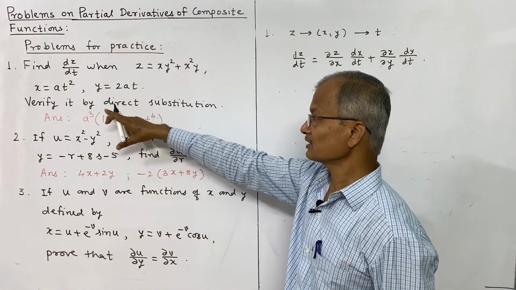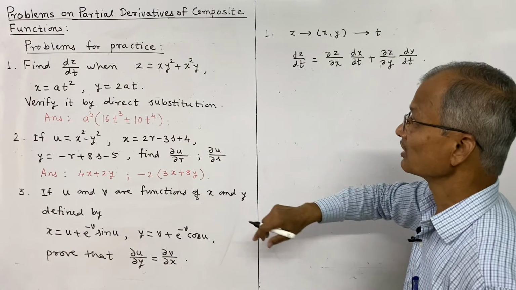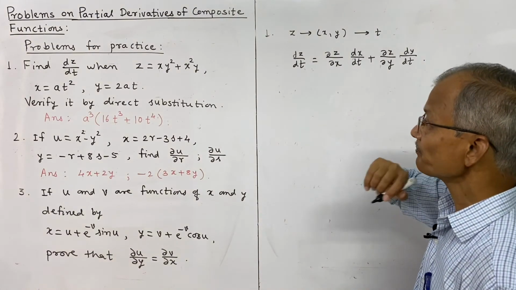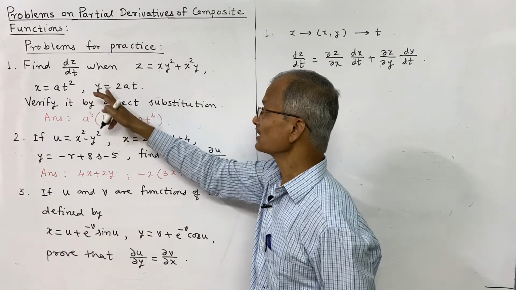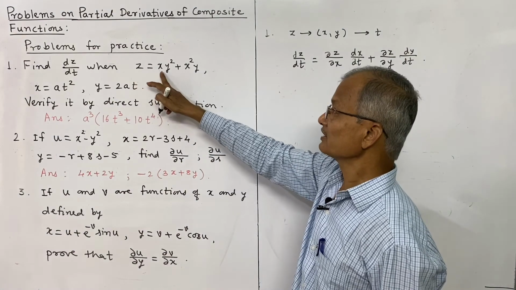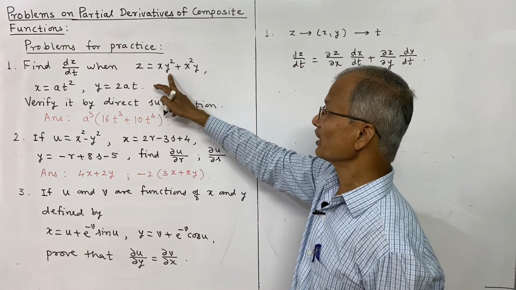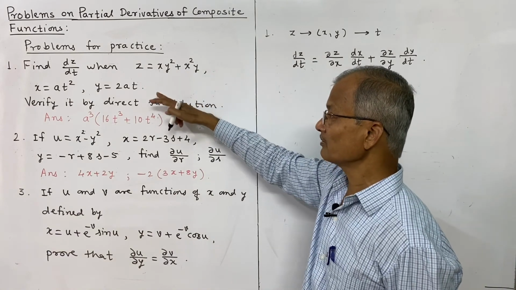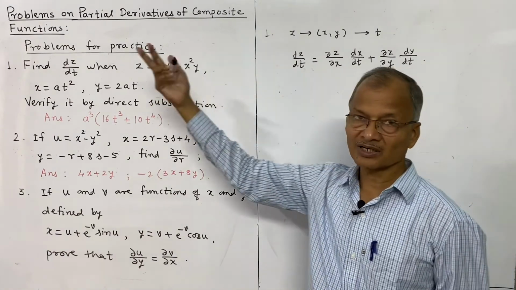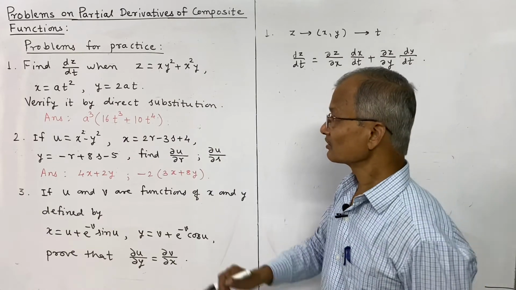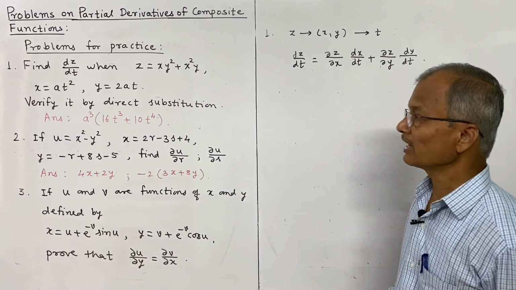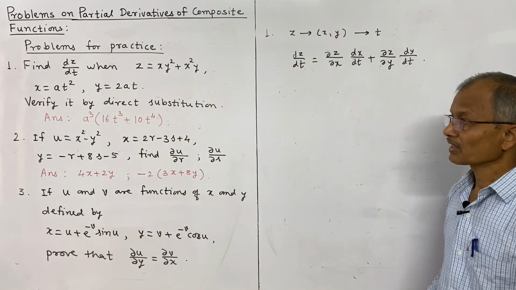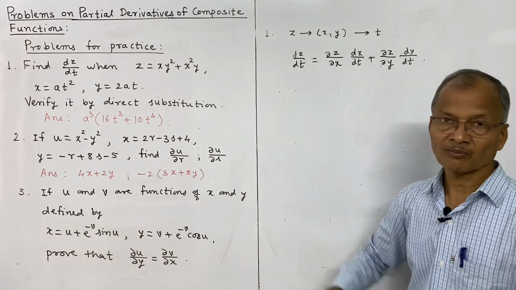And what is asked next, verified by direct substitution. So what is the direct substitution? That means we should put the value of x and y in z. x is at square, y is 2at and its whole square, etc. And then z directly becomes a function of t, differentiate z with respect to t. So that is the meaning of verified by direct substitution. So you do both the parts.